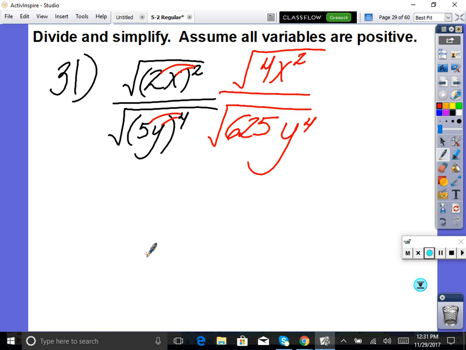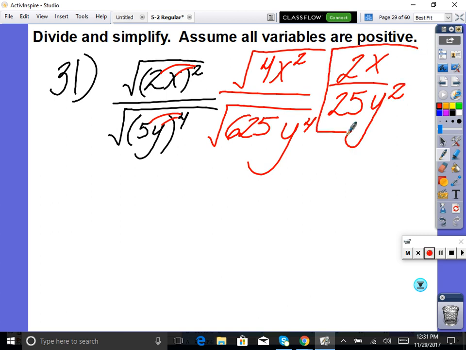So, what's the square root of 4x squared? 2x, and on bottom, square root of 625 is 25. And then the square root of y to the 4th. Y squared. So everything came out of the radical, am I right? So no more radicals.